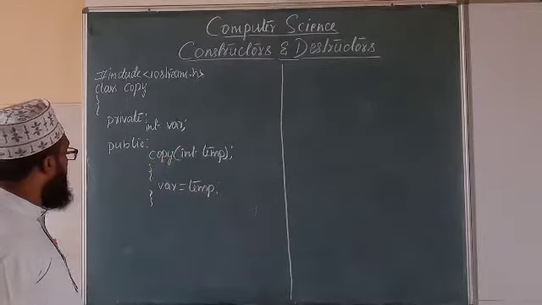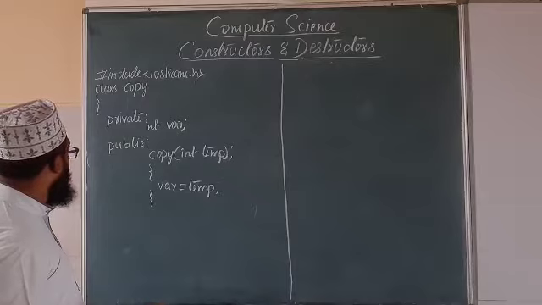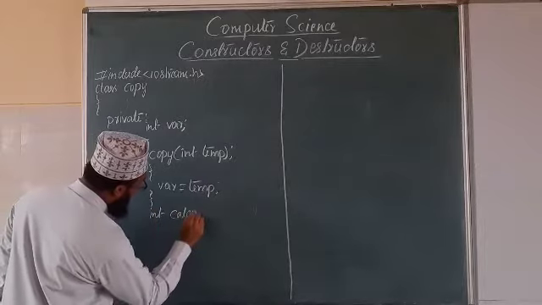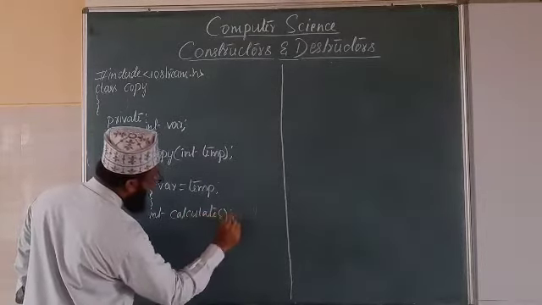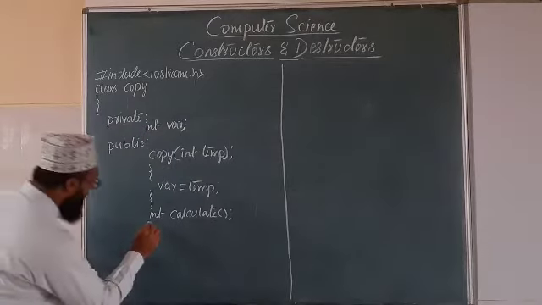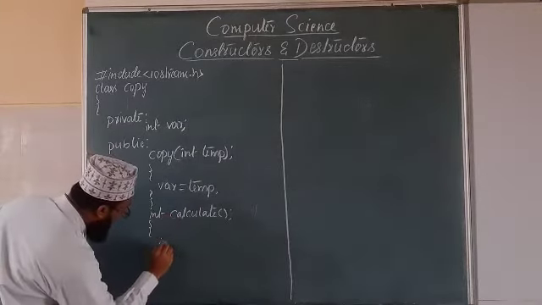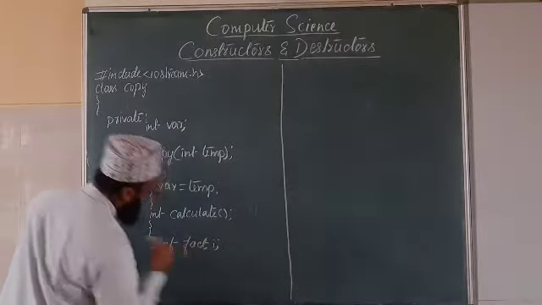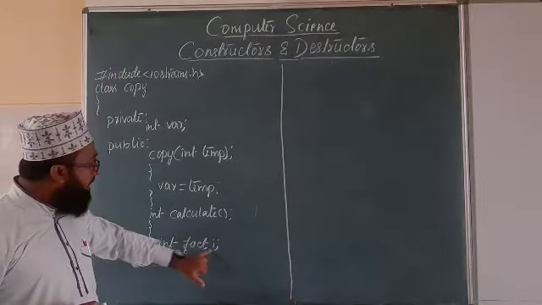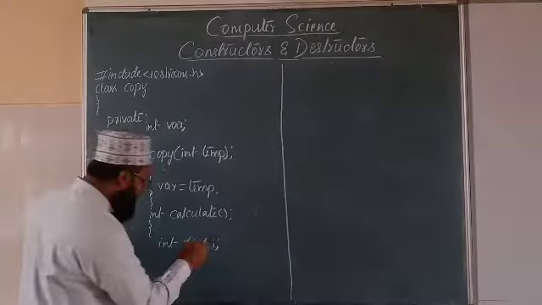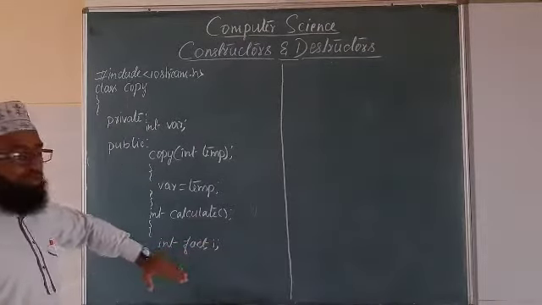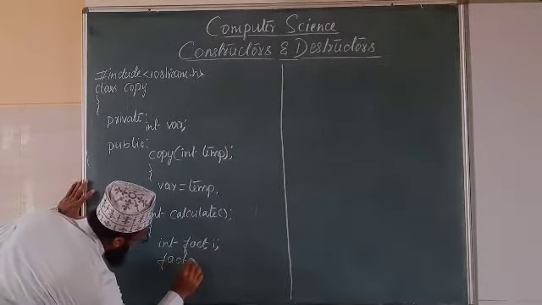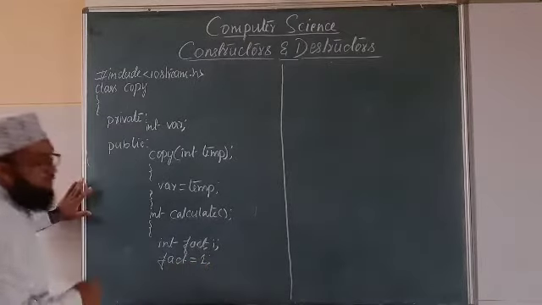Then we need to take one member function, that is int calculate. This is the calculation part. Under the calculation part, we need to take two variables. One is fact, another one is i. Here we have taken fact type. So we need to assign values for these two things. What is fact? Fact is equal to 1.